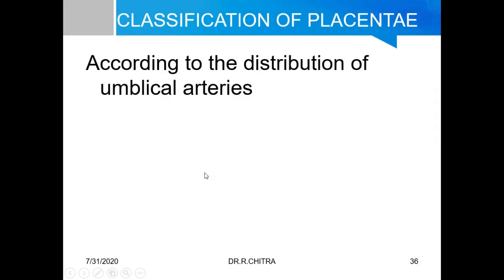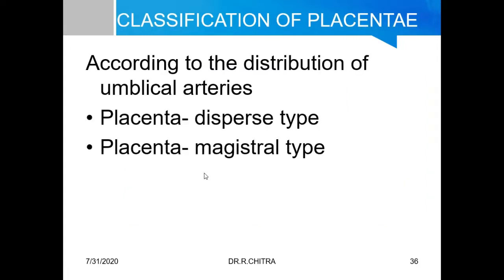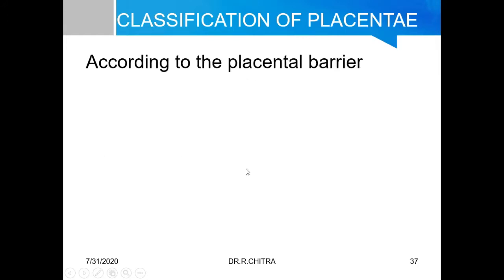According to the distribution of umbilical arteries, dispersed type and magistral type. Dispersed type is when the umbilical arteries divide in a dichotomous manner and undergo successive reduction in the caliber. Magistral type is when arteries maintain almost uniform caliber up to the periphery of the placenta and give off a number of smaller side branches.